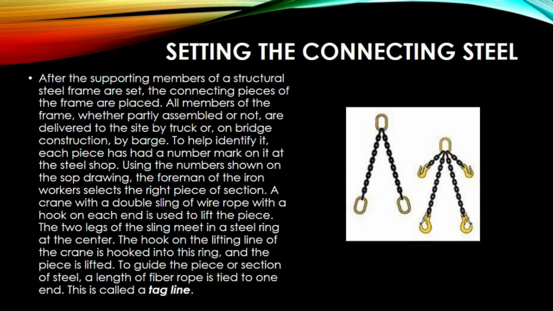A crane with a double sling, or wire rope with a hook on each end, is used to lift the piece. The 2 legs of the sling meet in a steel ring at the center. The hook on the lifting line of the crane is hooked into this ring and the piece is lifted. To guide the piece or section of steel, a length of fiber rope is tied to one end. This is called a tagline.